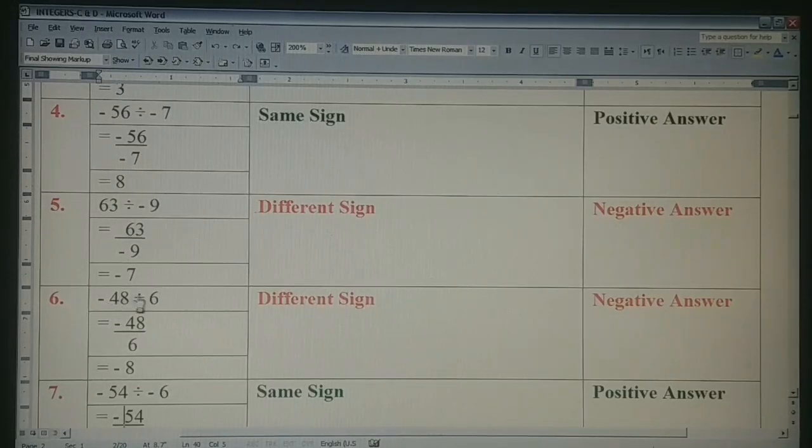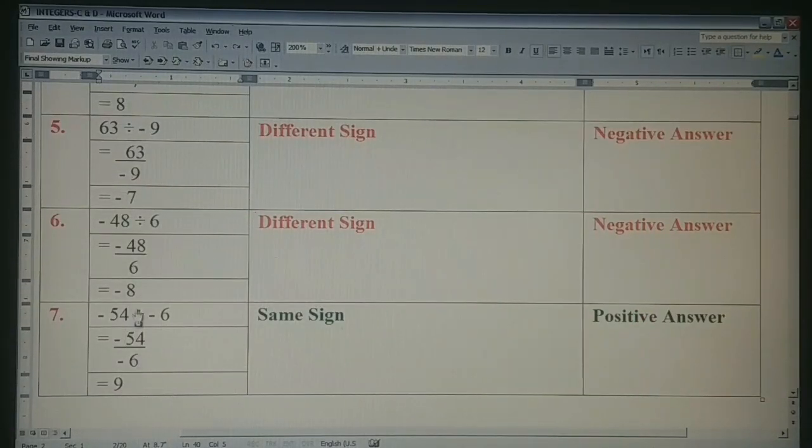Sixth question, minus 48 divided by 6. Minus 48 is written in the numerator, 6 is written in the denominator. So do they have the same sign? No. Minus 48 is negative, 6 is positive. They have different sign. Our answer will be a negative answer. So with 6, we can cancel 48. 6 eights are 48. Answer will be 8 upon 1 or only 8.